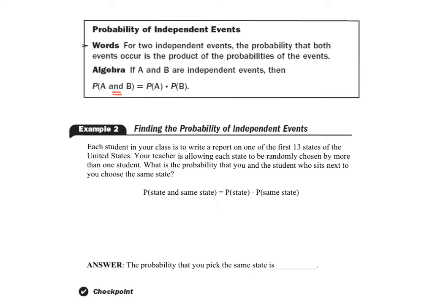Okay, so let's take a look at the first example. Each student in your class is to write a report on one of the first 13 states of the United States. Your teacher is allowing each state to be randomly chosen by more than one student. What is the probability that you and the student who sits next to you choose the same state? Okay, so because states are allowed to be chosen by more than one student, that's why these are independent. If the assignment was that each student had to pick a different one, that would be dependent. But because ones can be chosen more than once, this is independent.